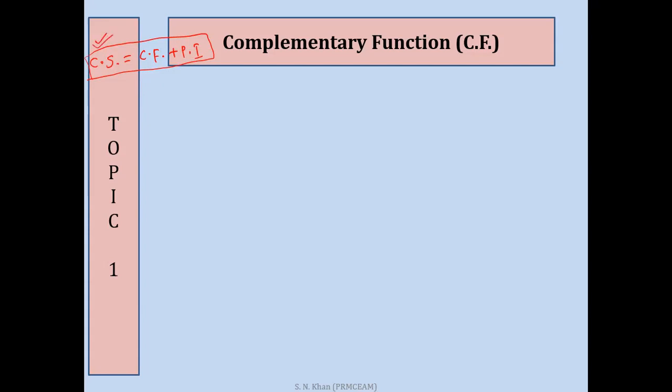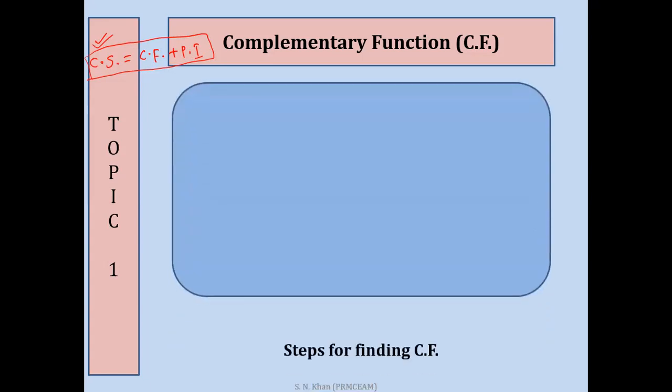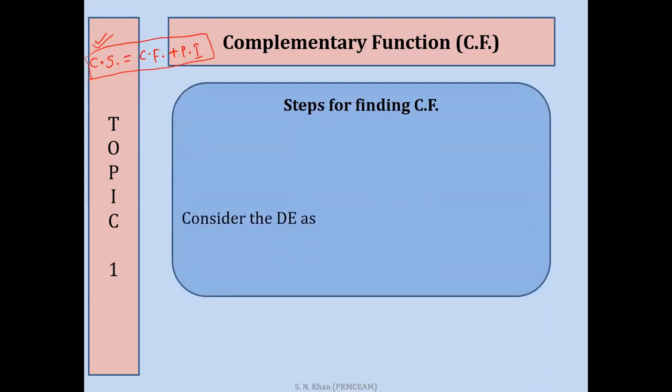So first we will see CF. We will only focus on CF first, and if the CF concept becomes clear, then we will move to the PI. Okay. So complementary function CF. Steps for finding CF. First step, consider the differential equation as f of d operating on y equal to capital F of x, जो कि हमने अभी previous slide में last में simplified equation लिखा था. f of d is nothing but the operator, and y is the dependent variable, equal to capital F of x, which is a function of x.